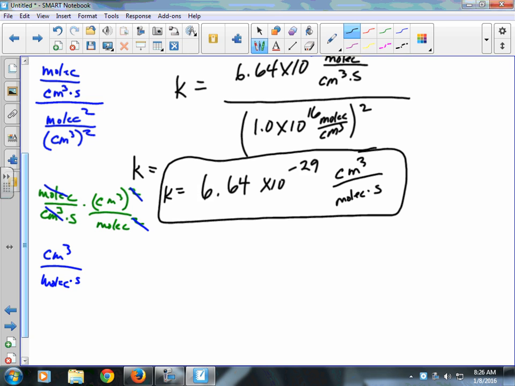Any questions? Calculate the rate constant for the concentrations given in moles per liter. Okay, what's our rate constant? Right? This is our rate constant, K.